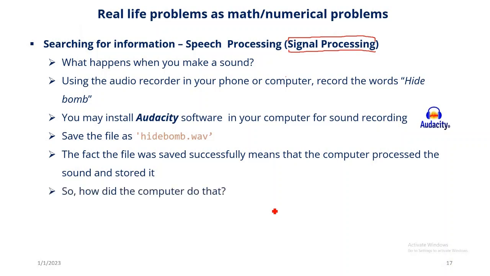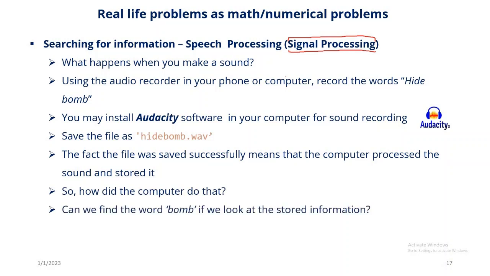So how was the computer able to store the information? Is it possible for us to find the word bomb if we look at the stored information? Of course it is possible, as we are going to see. However, it is principles of signal processing that you use to determine that. We are not learning that in this course. We just want to have a general idea of what we can use computers and software to do.